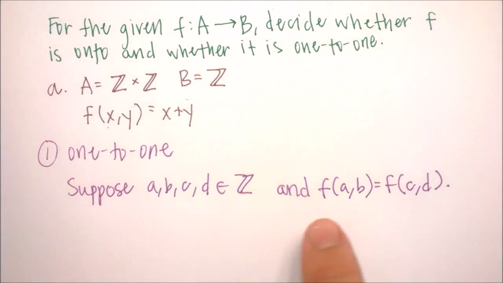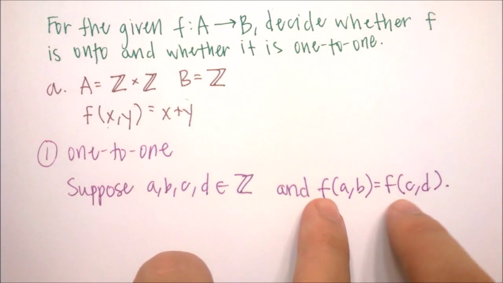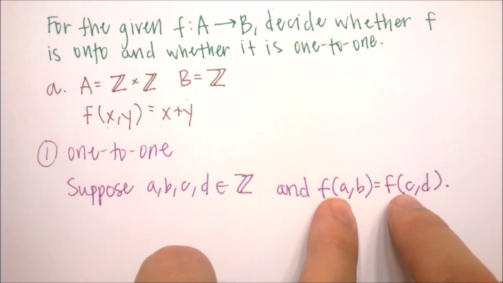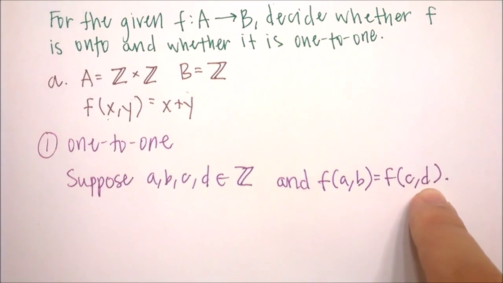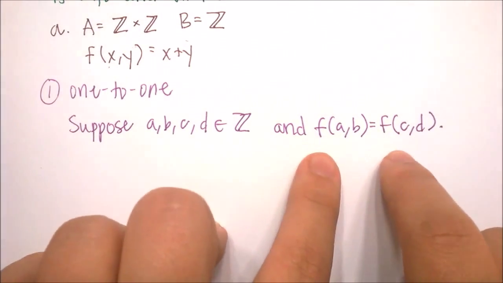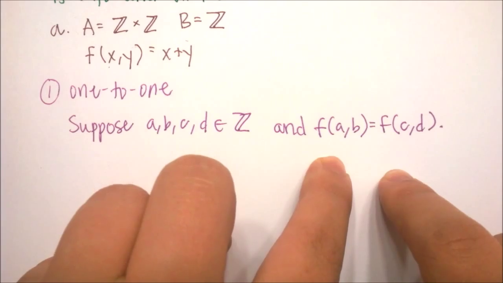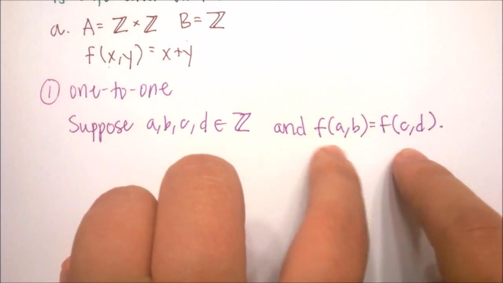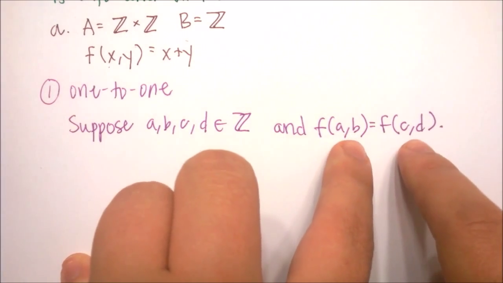So we know, because these are ordered pairs, that if f of a, b equals f of c, d, then a equals c and b equals d. And that is if it's 1 to 1. a has to equal c and b has to equal d, because we know for a function to be 1 to 1, if it has the same outputs, so we're setting the outputs equal to each other, then they have to have the same inputs.